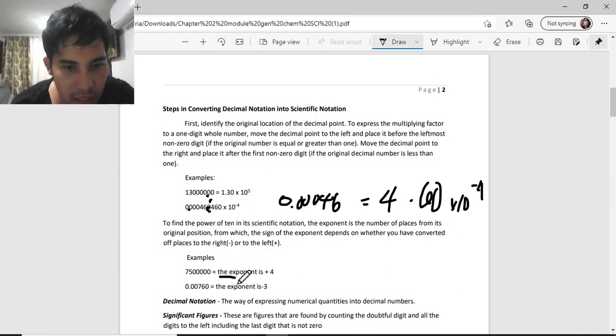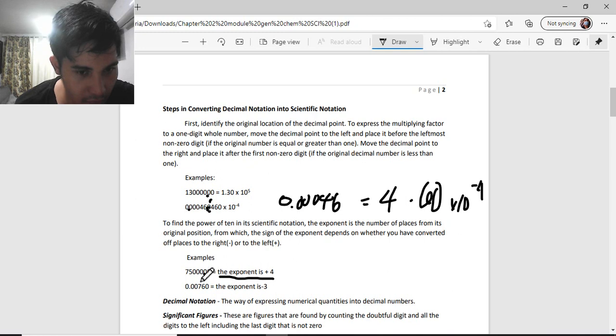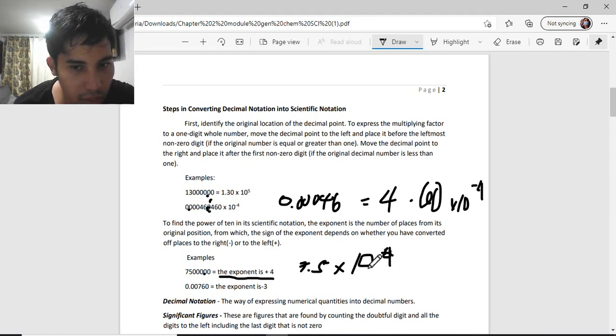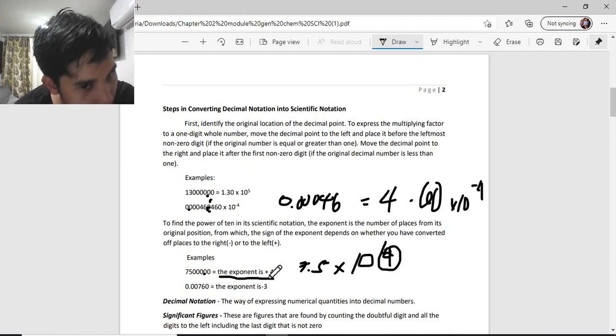The question is about the exponent. The original value has no visible decimal point. So to make a scientific notation, you move the decimal point to the left side. How many places it moves to become scientific notation, which is your 7.5 times 10 raised to positive 4. In scientific notation, you simply write how many places the exponent is. The exponent is positive 4.